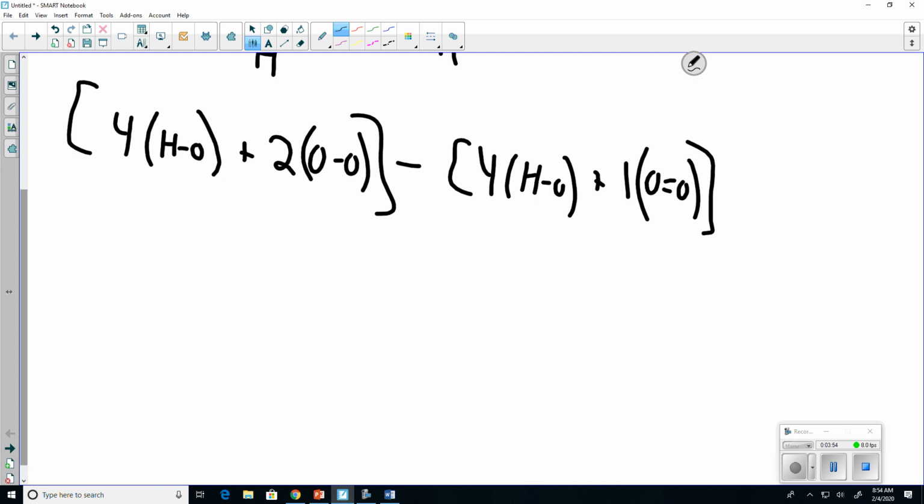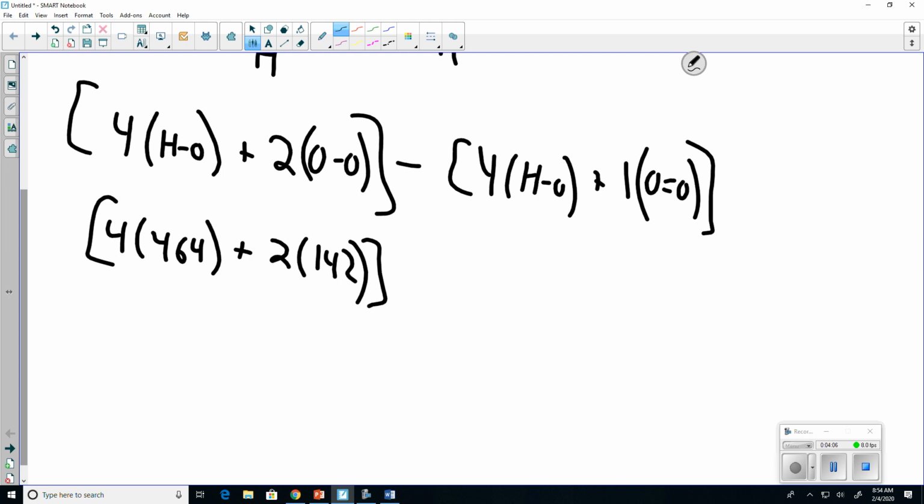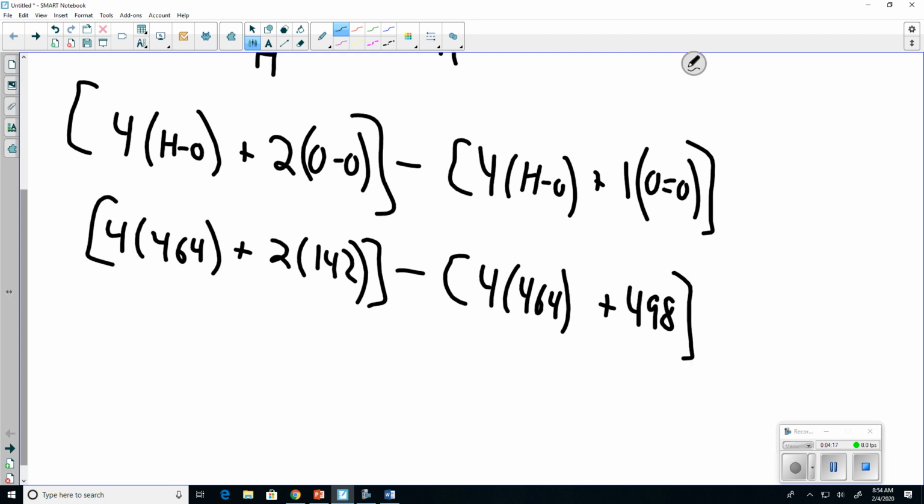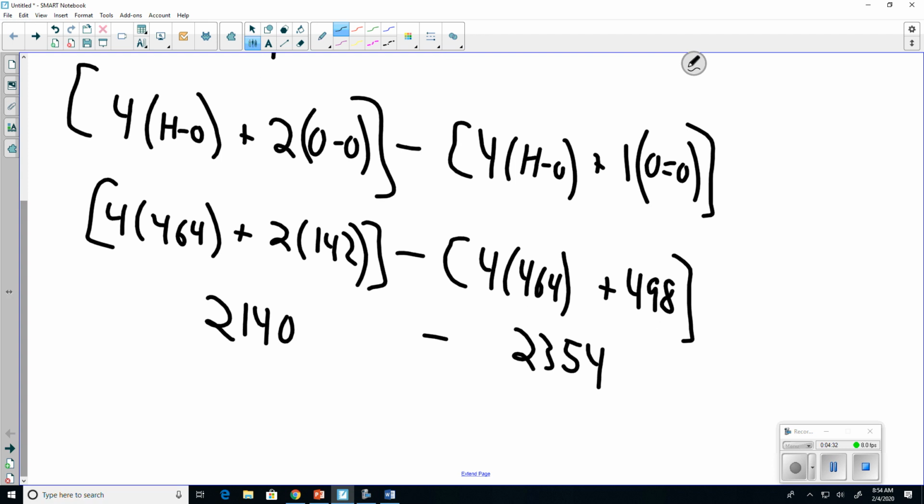Now, if I were to plug in the values, and again, this is something that would be given to you, it would be 4 times 464 plus 2 times 142. And you subtract from that 4 times the 464. Again, different texts will give you different values. Now, 460 is a very common value for that otherwise. 498, 499. Again, this is 2140 minus 2354. Decomposition of hydrogen peroxide is exothermic because it's -214 kilojoules per mole.